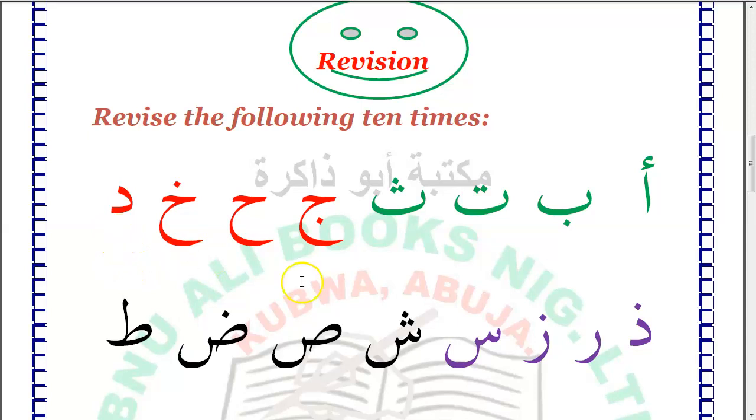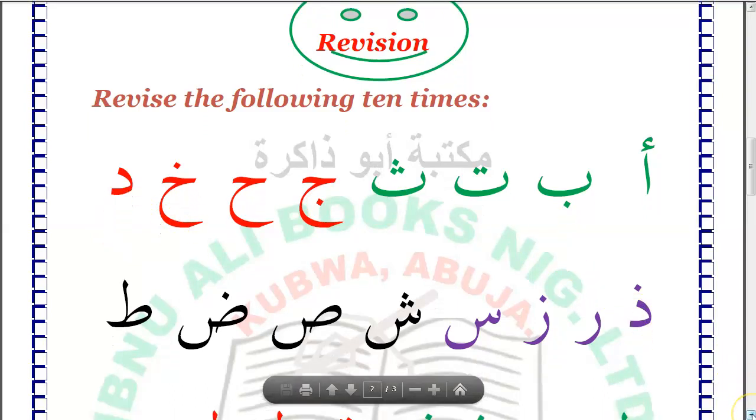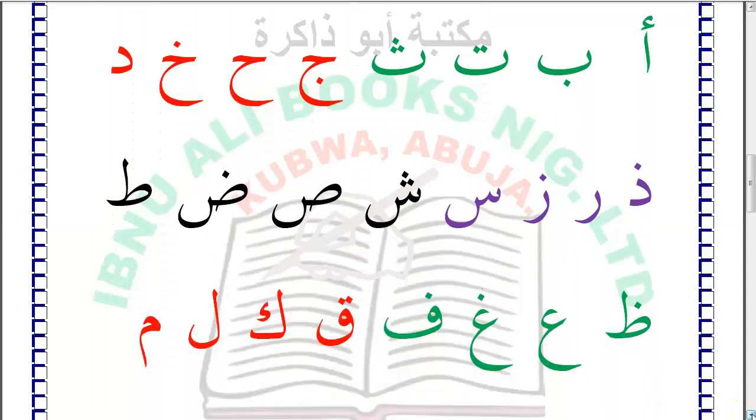Then Dalun and Dhalun, they also share the same shape. However, Dalun has no dot, but Dhalun has one dot. Then we have Ra'un and Zayun. They also share the same shape, but Ra'un has no dots, and Zayun has one dot. Ra'un, and this Zayun.